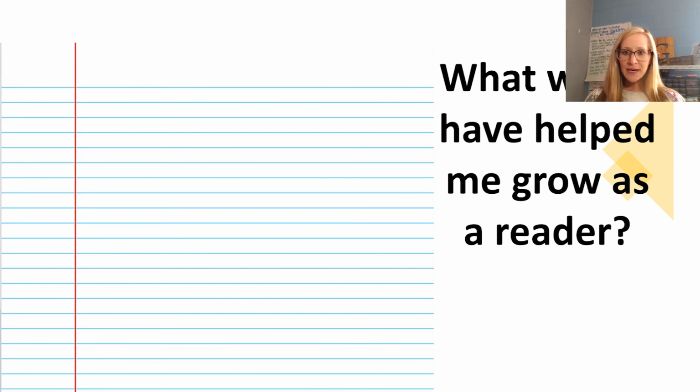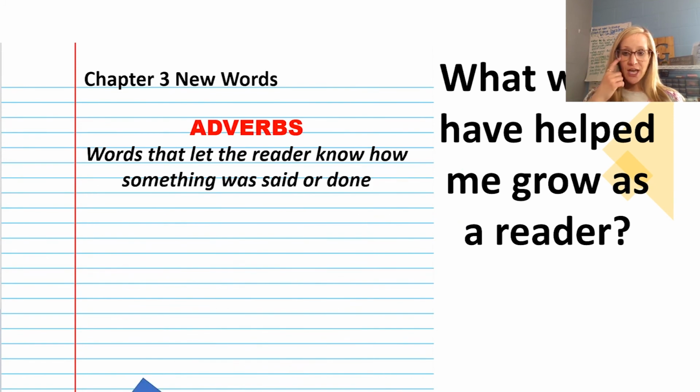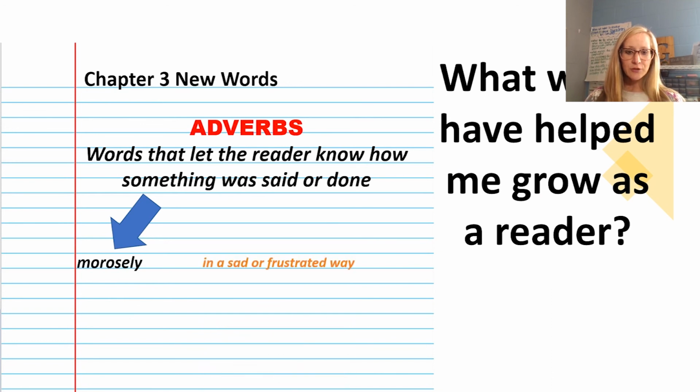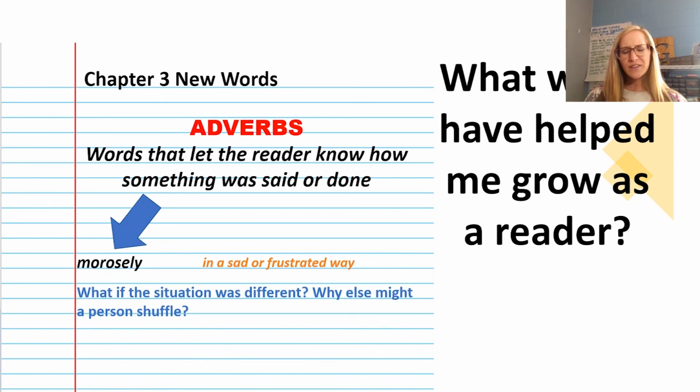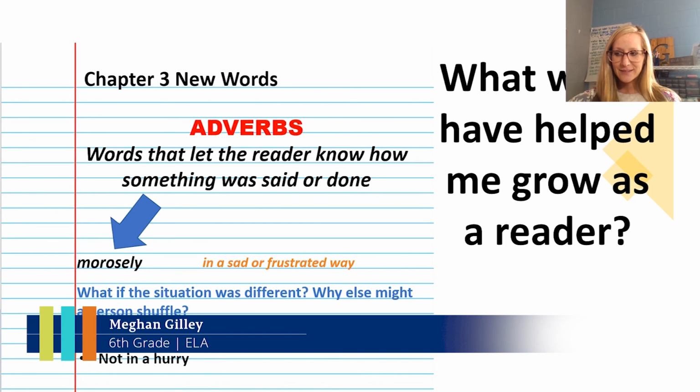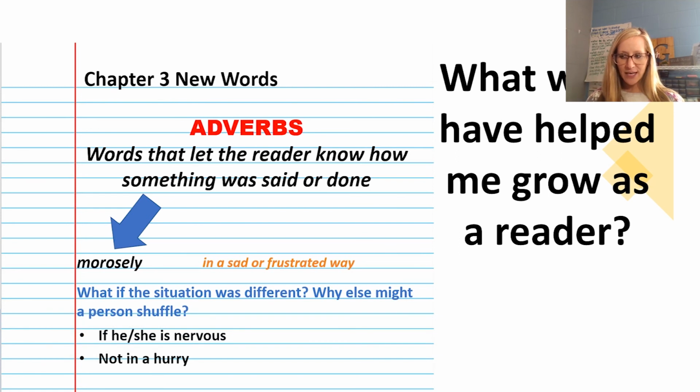Today we have learned many words that have helped us grow as a reader. Again, we have more adverbs such as morosely, which means in a sad or frustrated way. What if the situation was different? Why else might a person shuffle? I want you to think about that. Maybe if he or she is nervous or not in a hurry. So morosely helps understand what the author wants to communicate. He is shuffling because he is sad and frustrated. Words can help a lot with meaning.